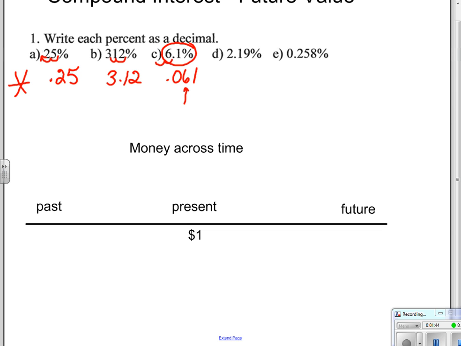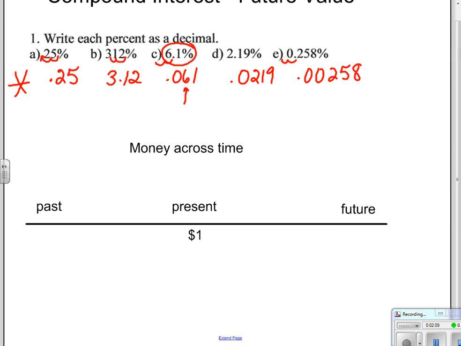2.19%, moving 2 places to the left, would be decimal 0.219. And lastly, 0.258% is so tiny, it's not even 1%. So we are moving the decimal 2 places to the left. I need 2 zeros to hold my place value. Decimal 0.0258. Be careful about those.